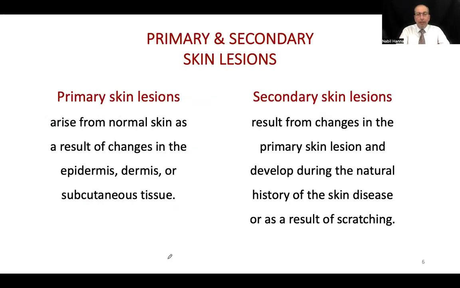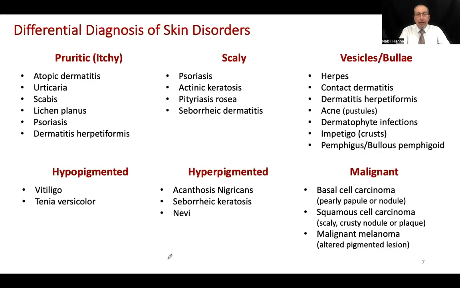So we already talked about the differences between primary and secondary skin lesions. Okay, some characteristics of different skin lesions. The most common pruritic or itchy skin lesions, some examples: atopic dermatitis or eczema, urticaria, scabies. Scaly skin lesions: psoriasis, actinic keratosis, which develops in sun-exposed areas and is precancerous.